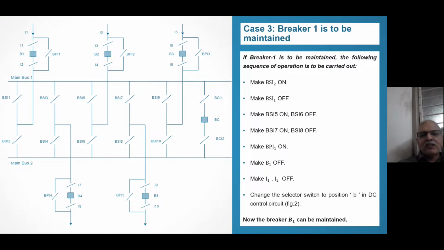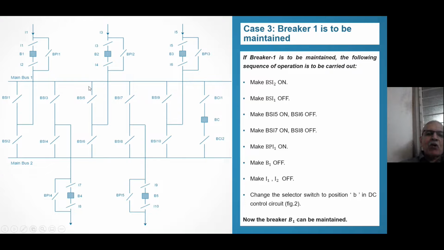But what is the sequence? First, you will have to make bus 2 clear. For bus 2 clear, what to do? Make BSI 2 on, and BSI 1 off. So now this incomer is coming to bus 2. Then make BSI 5 on. BSI 5 you had made off, you have to make it on. BSI 5 on and BSI 6 off, right? BSI 7 on and BSI 8 off. BSI 8 off means you will have to take it on the upper bus only, right?